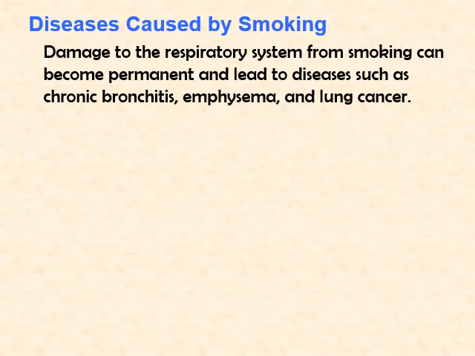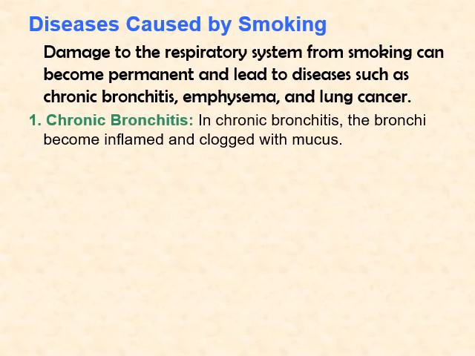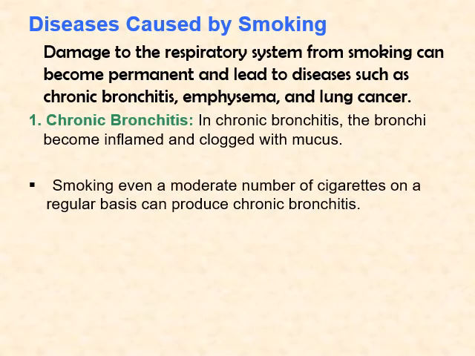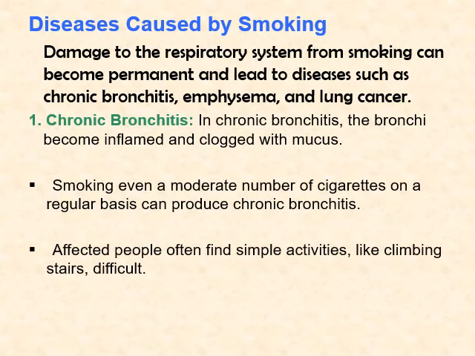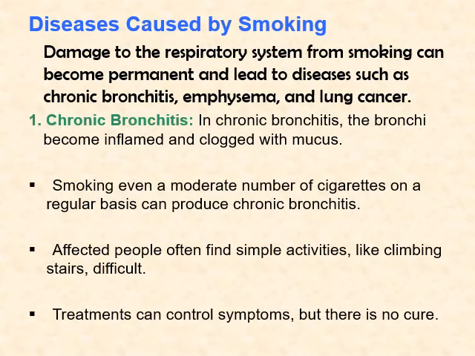What are the diseases caused by cigarette smoking? Damage to the respiratory system from smoking becomes permanent and leads to diseases such as chronic bronchitis, emphysema, and lung cancer. What is chronic bronchitis? In chronic bronchitis, the bronchi become inflamed and clogged with mucus. Smoking even a moderate number of cigarettes on a regular basis can produce chronic bronchitis. Affected people often find simple activities like climbing stairs very difficult. Treatments can control symptoms, but there is no cure.